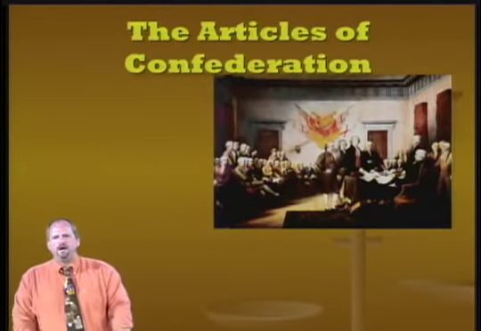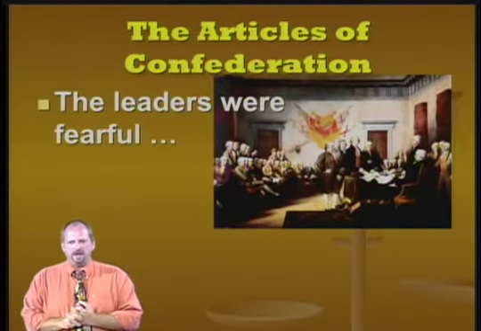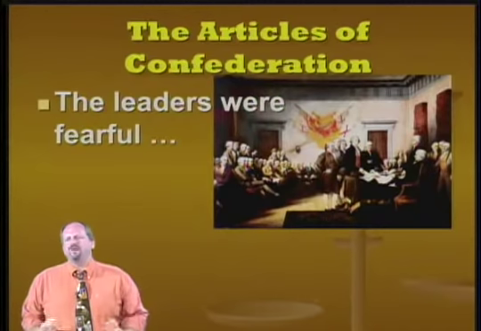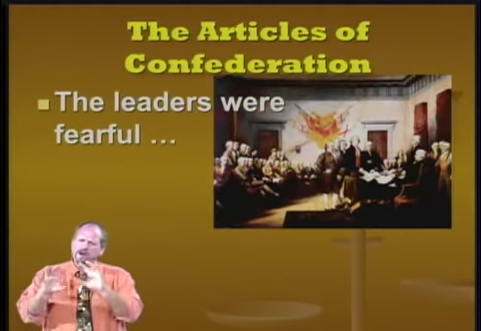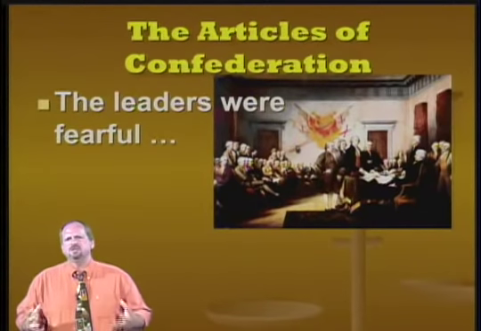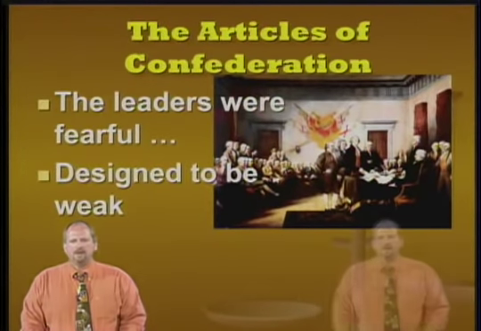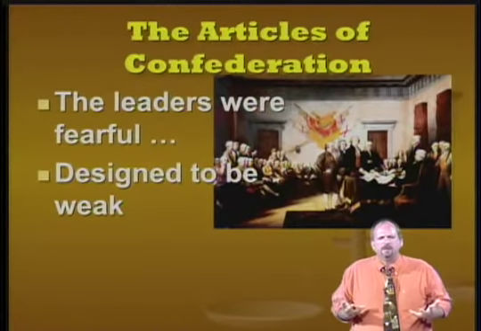The Articles of Confederation. Now, it was designed to be weak because the leaders were fearful. We were afraid of a powerful national government. We were afraid of what a strong parliament could do. We were afraid of what a king could do. We didn't want any government to be so strong that it could trample our rights as individuals. So we created the weakest possible national government that we could think of.